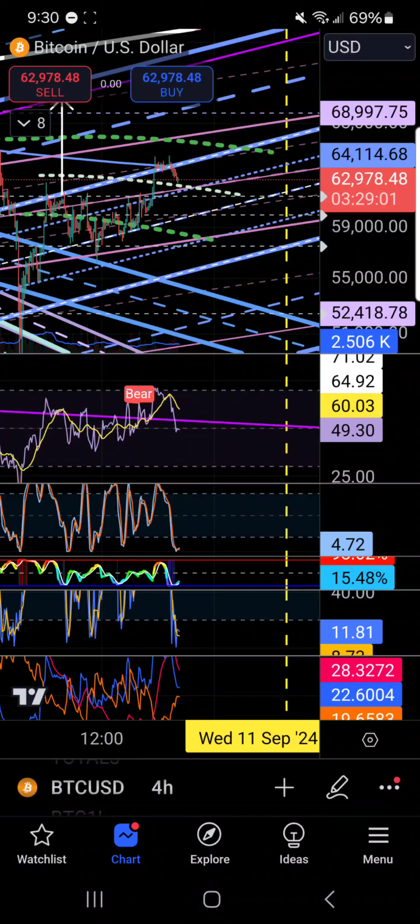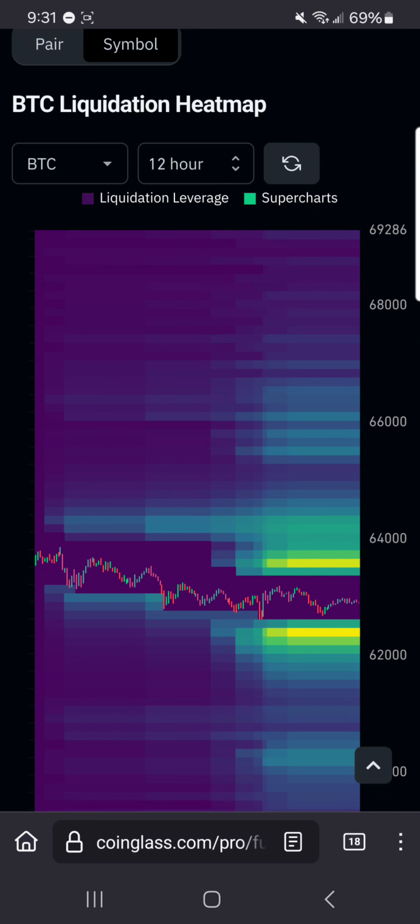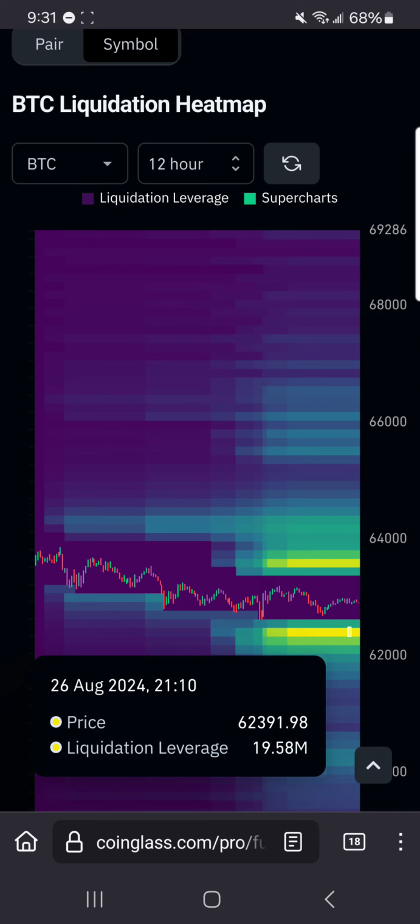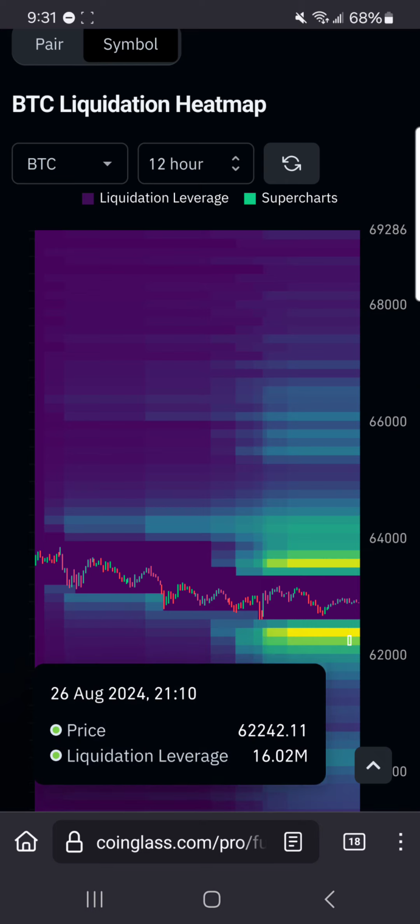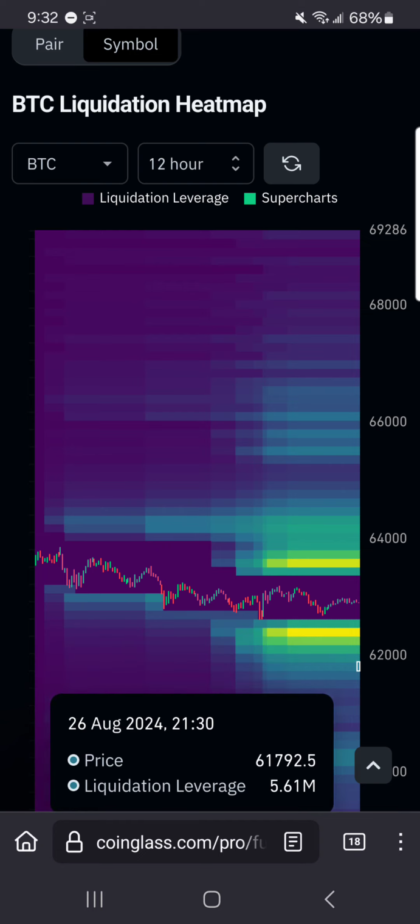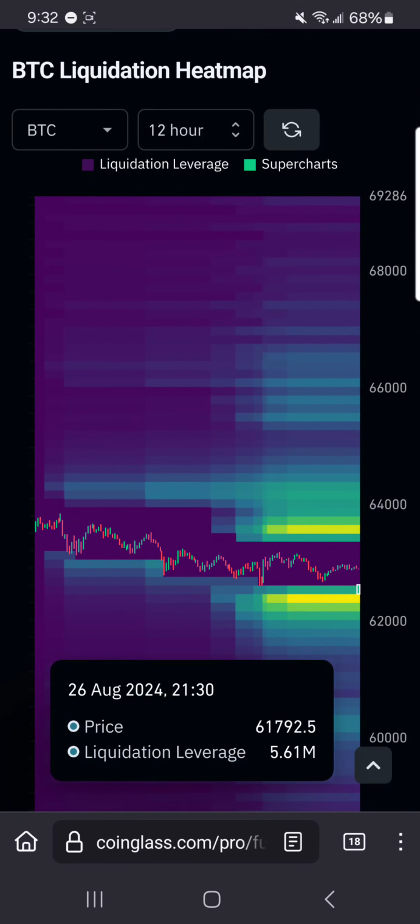Now I'm going to pause for a second. So this is the CoinGlass Bitcoin liquidation heat map, looking at the overall Bitcoin symbol on the 12-hour time frame. If the market makers want to come down here and liquidate these guys, they're going to have to come down below that wick. Could they come down to, what was it, 61 and a half? Certainly, they could come down to 61 and a half and liquidate these longs here. So that's a possibility.